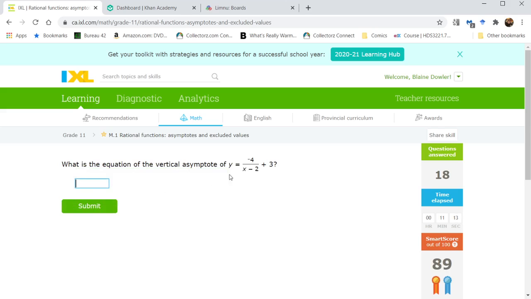The equation of the vertical asymptote here, the vertical asymptote is always at our excluded or non-permissible value of x. That is where we divide by 0. In this case, that is where x equals 2.